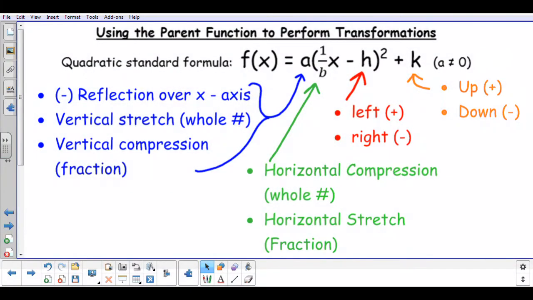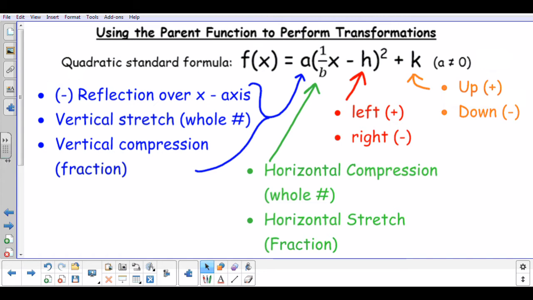When we are transforming a quadratic function, we have something called its vertex form that we use for its transformations. So here we have its vertex form: f of x equals a times the quantity of 1 over b times x, subtract h, quantity squared, plus k. Each variable in the problem represents a significance in its transformation.